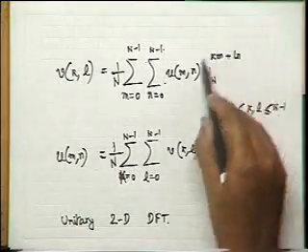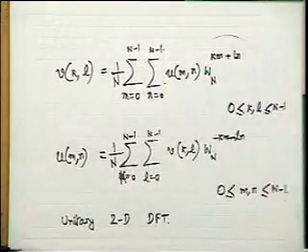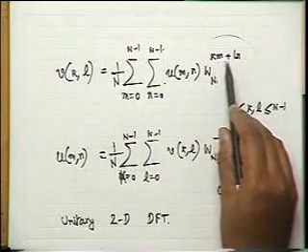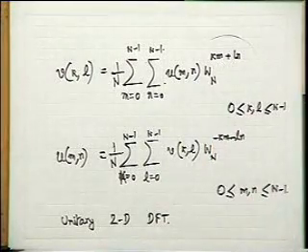Look at the transformation element over here. It is W to the base capital N, but raised to the power Km plus Ln. All right.